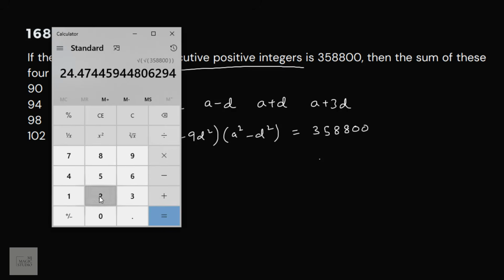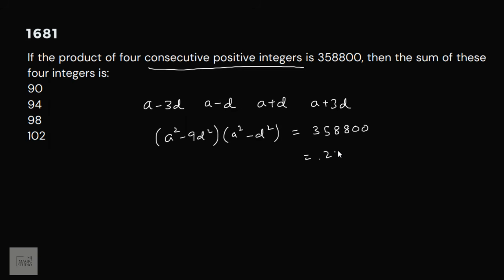So 24, if I start with 358,800 divided by 24 gives 1490, divided by 25 gives 598, divided by 26 gives 23. Wonderful. That means this is 23 into 24 into 25 into 26. No need to use this. We can find the answer straight away with calculator, isn't it?